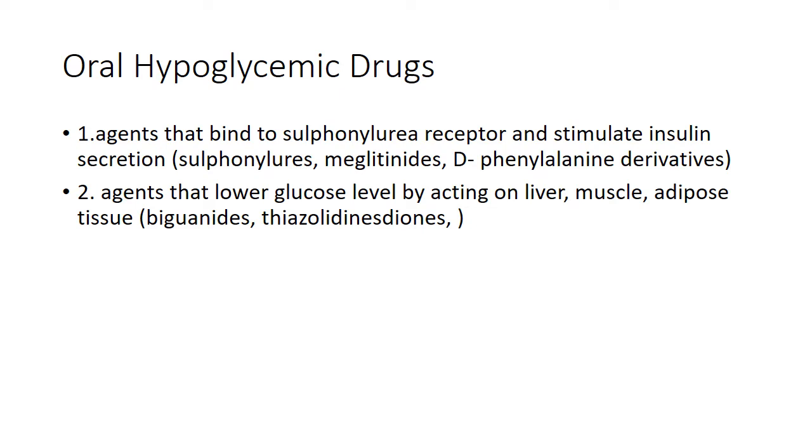First of all, number 1 are the agents that bind to the sulfonylurea receptor and stimulate insulin secretion. These agents are sulfonylureas, meglitinides, and D-phenylalanine derivatives. The number 2 class of oral hypoglycemic drugs is the agents that lower glucose level by acting on liver, muscle, and adipose tissue, and these include two classes of drugs, biguanides and thiazolidinediones.